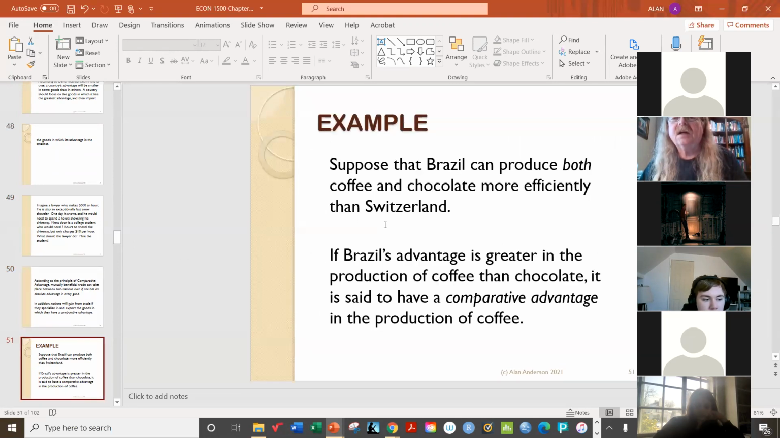As far as this is concerned, suppose that Brazil and Switzerland, and this is just hypothetical, if Brazil is better at both products, let's just make that assumption, but their advantage is more pronounced in the coffee than the chocolate, that means Brazil has a comparative advantage in the coffee. It has an absolute advantage in both, but it only has a comparative advantage in the coffee. Just like the lawyer has a comparative advantage in legal services, but the student is said to have a comparative advantage in the shoveling. And so that's how the trade takes place.